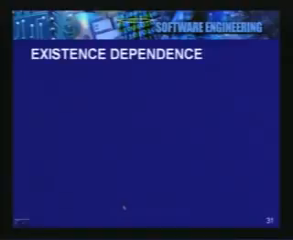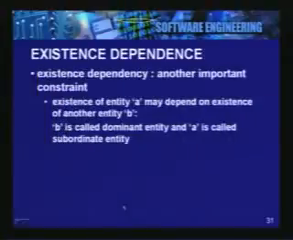The next concept is that of existence dependence. Again, this is a constraint. We specify this in order to indicate what is permissible in our data model. So, it is an important constraint. What it specifies is that existence of an entity A may depend on the existence of another entity B.